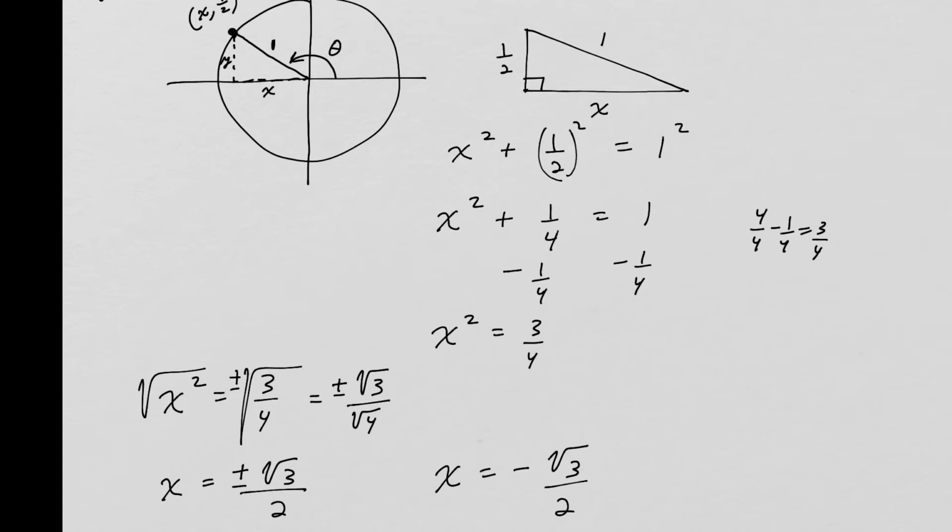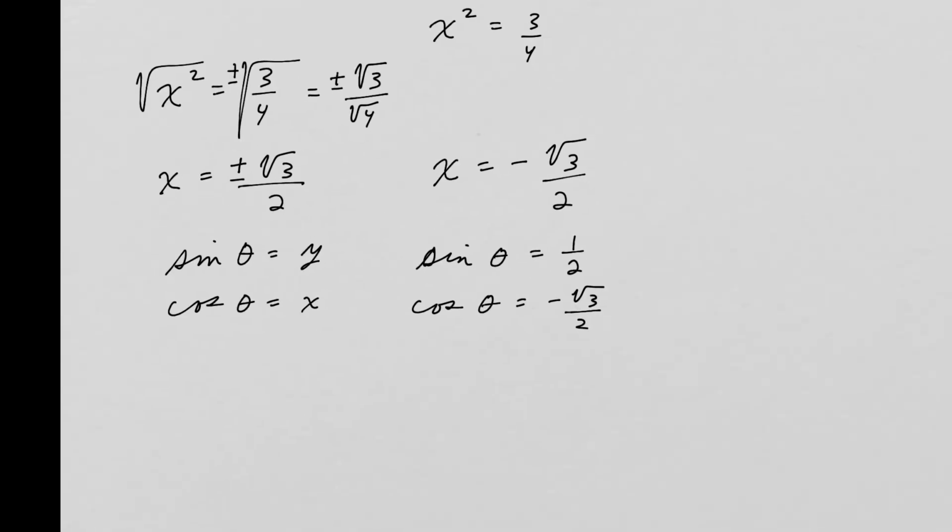Okay, here's another question. Let's say you're told this. If cosine of the angle theta is equal to negative 2/9, and theta is in the third quadrant.